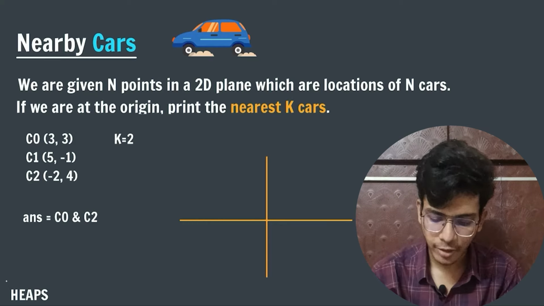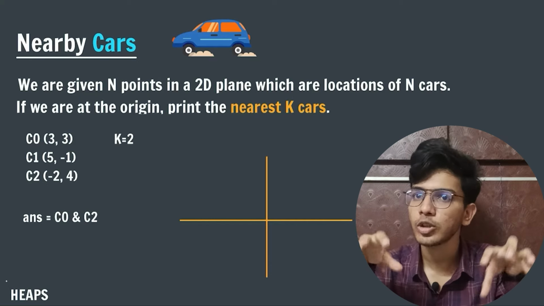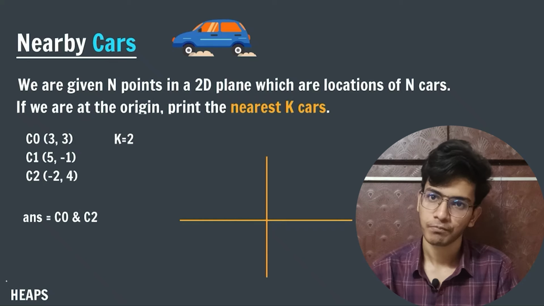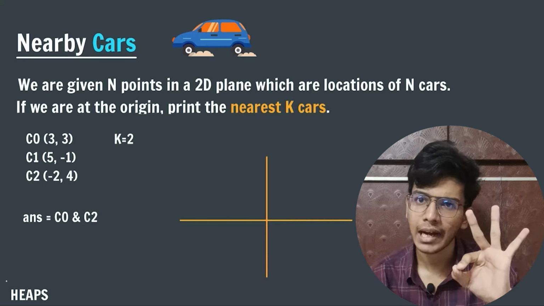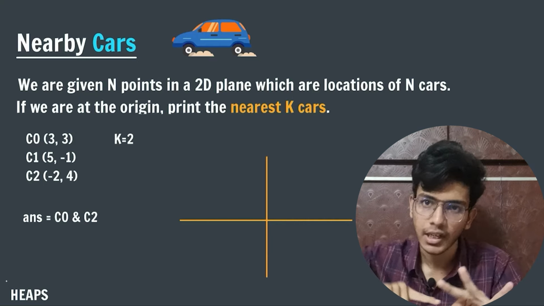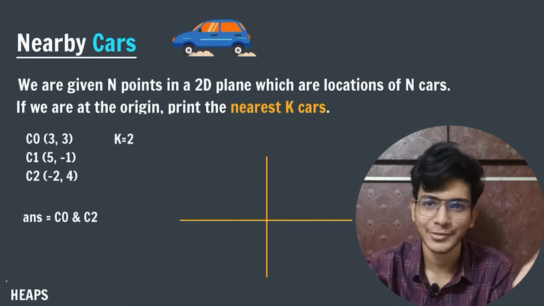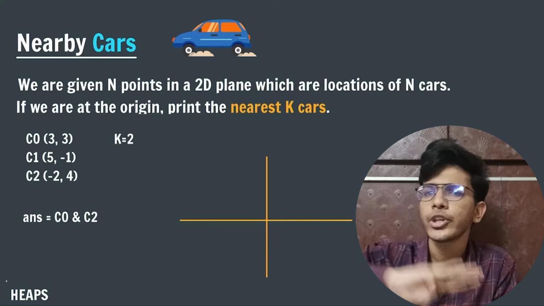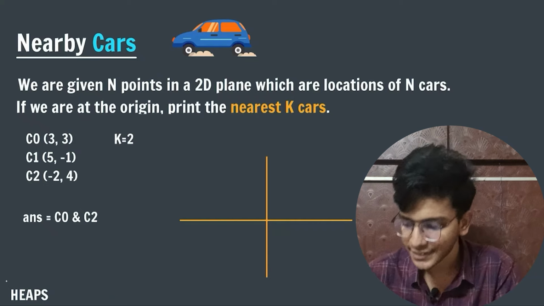Now the user has given me k equal to 3. It means that among these 10 cars, I need to only print the cars which are nearest to me, right? So let's say among 10 cars there are only 3 nearest cars, and the positions of those cars are C2, C3, C6. So I need to print those positions, whatever the cars may be. That's all. From the origin, whichever are nearest to me, I need to print those cars. This is the basic ask of the question.